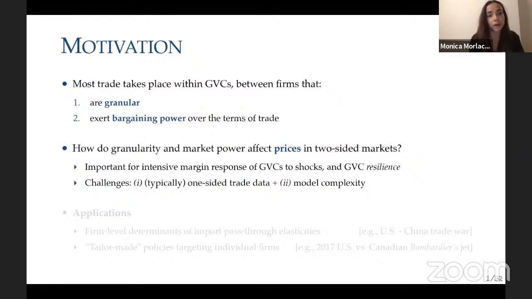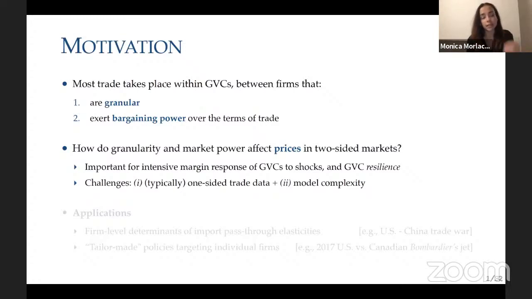Despite the importance of these two features, we have only a limited understanding of how granularity and market power of firms in firm-to-firm trade may affect prices. This is because the traditional framework in international trade postulates that firms interact within anonymous markets where prices are pinned down by market clearing conditions. Such assumptions have implications for how we think about the intensive margin response of global value chains to shocks, and ultimately for global value chain resilience, which is a timely question given the wide debate on resilience amid the current economic situation.